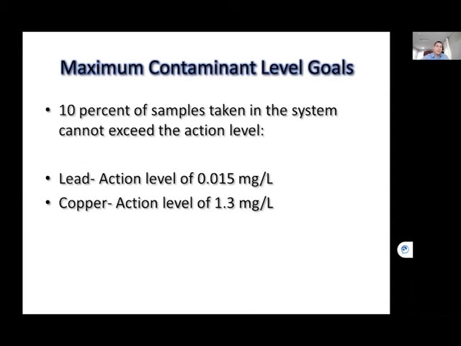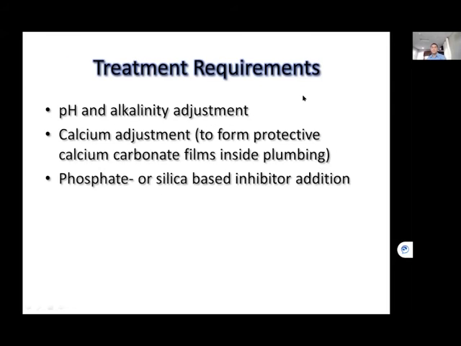Maximum contaminant level goals: 10% of samples taken in the system cannot exceed the action level. Actually, the goal of the Lead and Copper Rule is essentially to get rid of all lead service lines in a system. And if you do have them, you need to get rid of them. And if you're detecting lead, you need to do something about it. Lead action level is 0.015 milligrams per liter. Copper action level is 1.3 milligrams per liter.